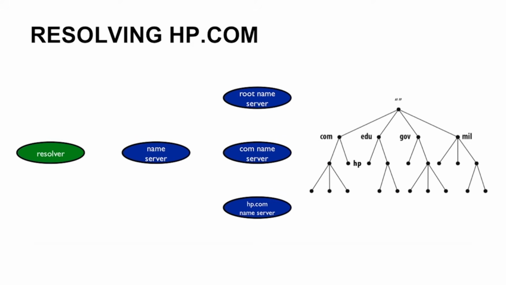Even if you send your name server a query for hp.com, the cached data helps a little. Your name server can skip querying the root name servers because it already knows where the com name servers are. They, of course, will refer your name server to the hp.com name servers. It'll follow up, query them, and get the answer.